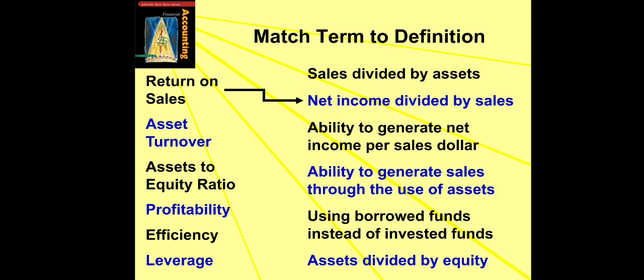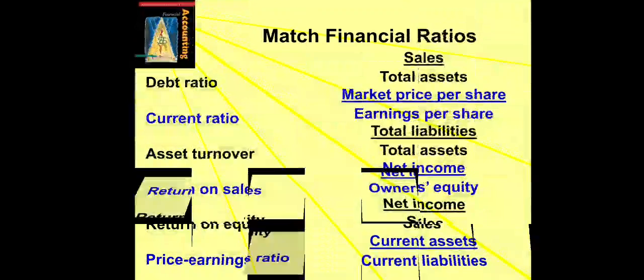Okay, see there. Asset turnover. And then assets to equity ratio, assets divided by the equity. And then profitability is the ability to generate income per sales dollar. Efficiency means the ability to generate sales through the use of assets. Leverage is using borrowed funds instead of invested funds.